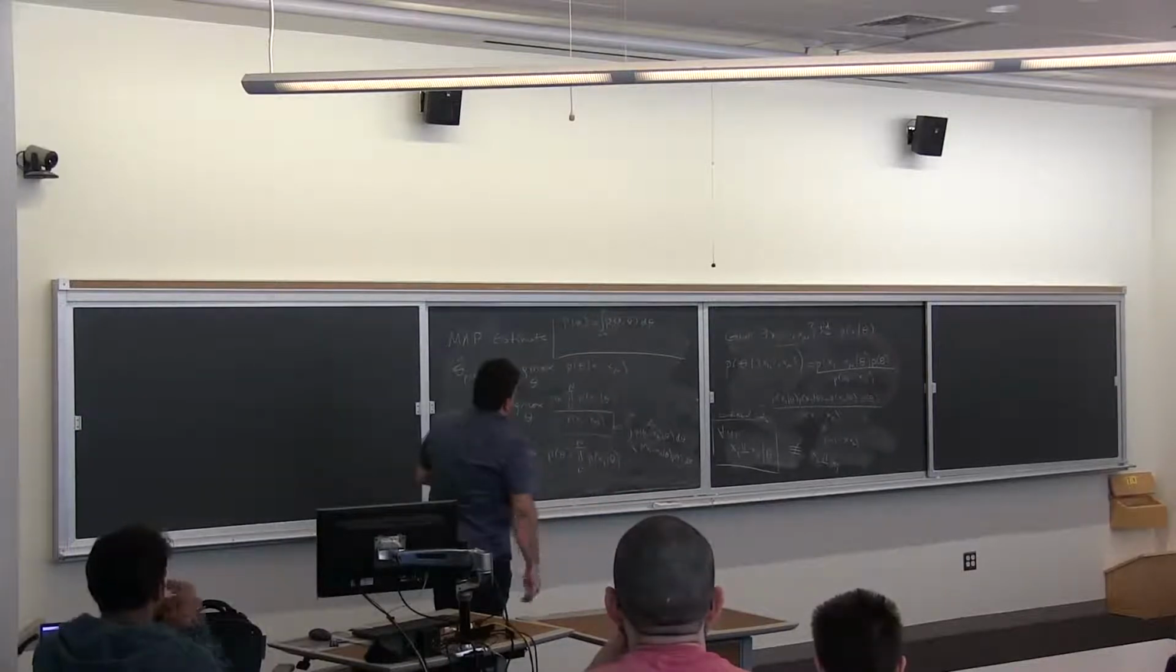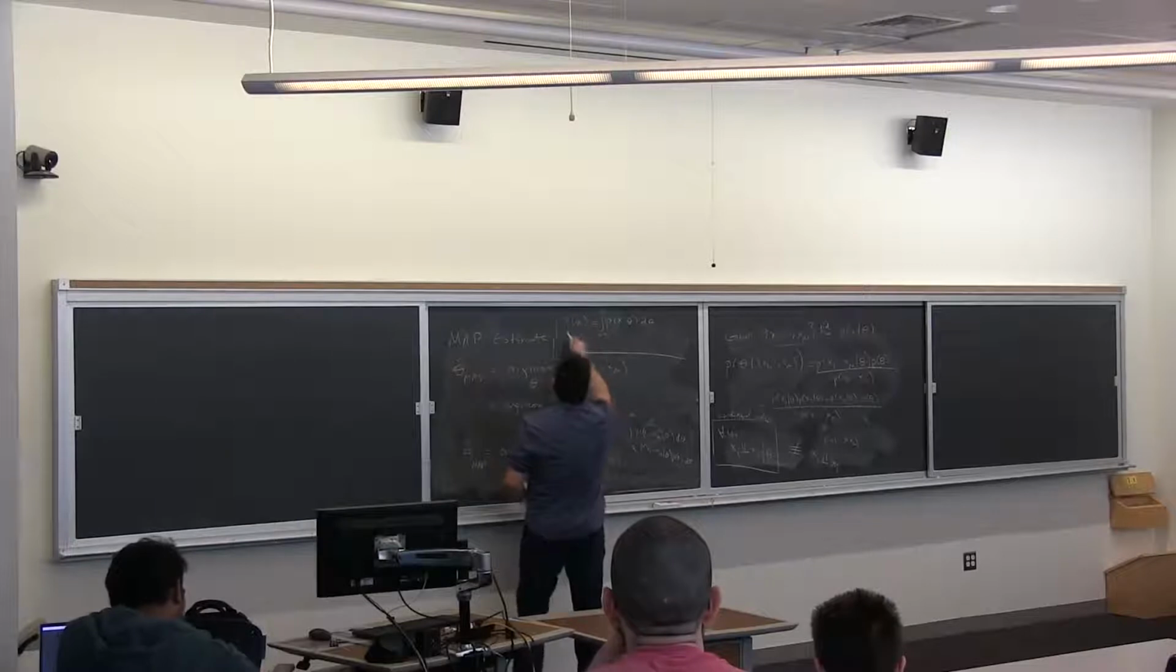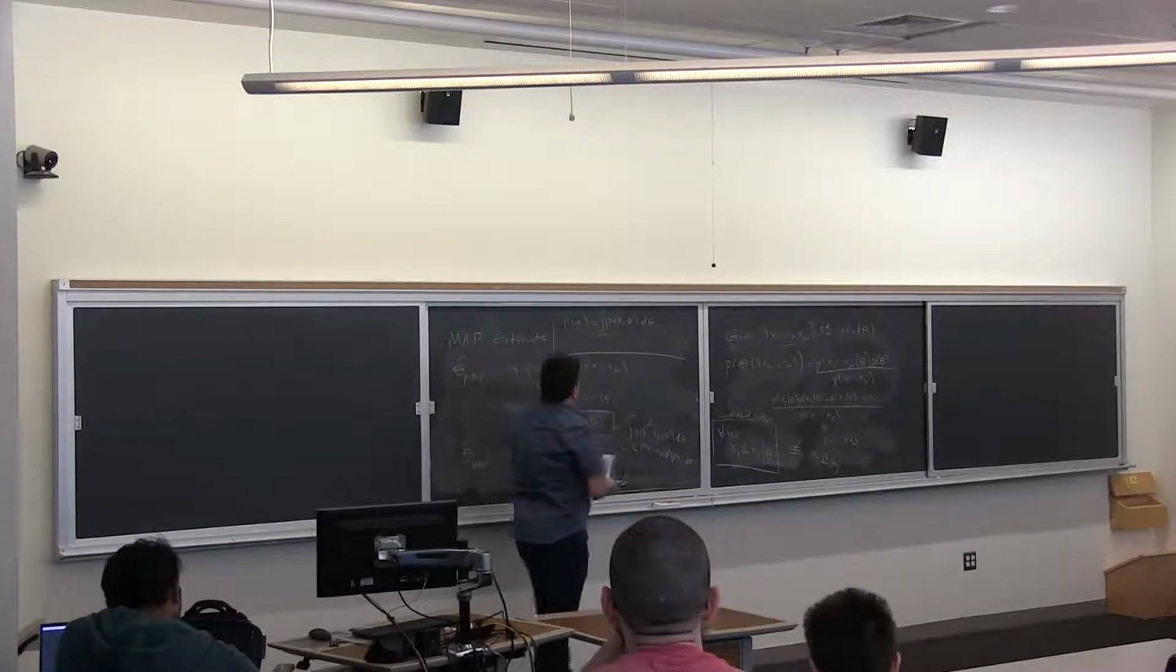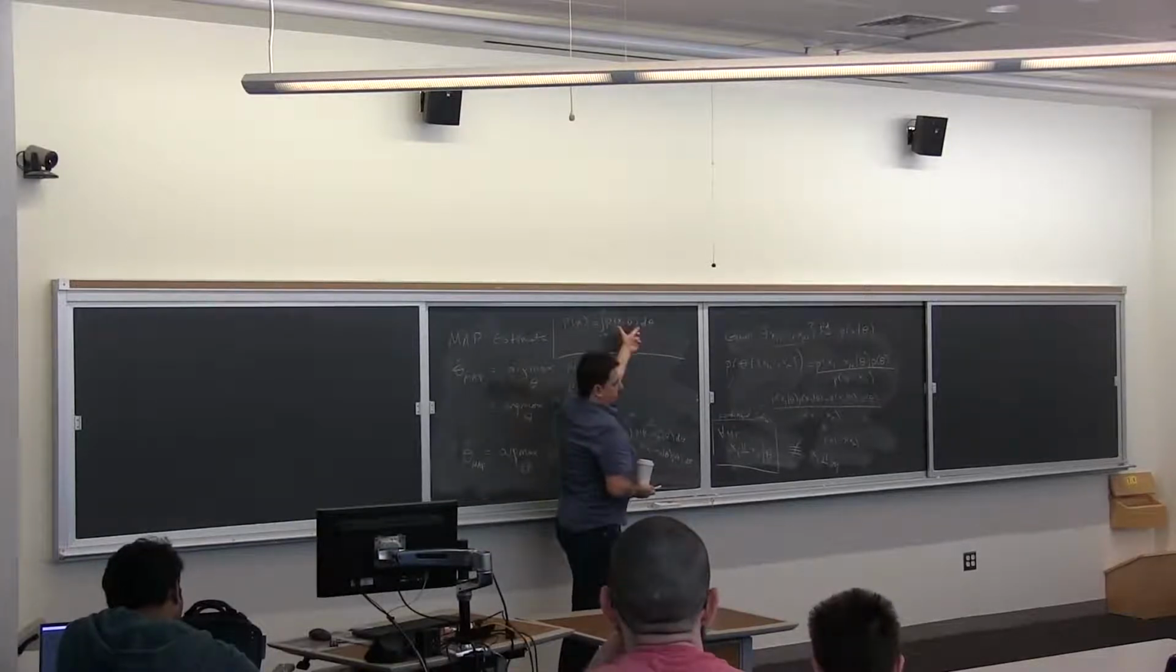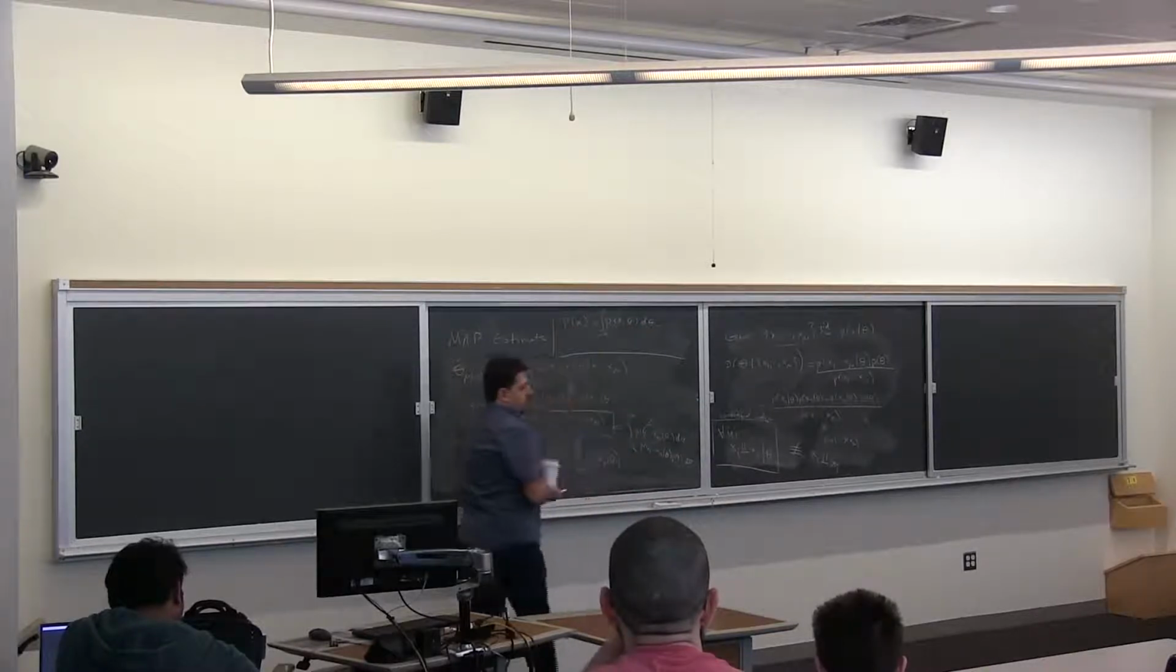So you can always do this, right? Whenever you have a marginal, you can always introduce a second random variable, make a joint, and integrate out that extra one. You're back to the first marginal, right?